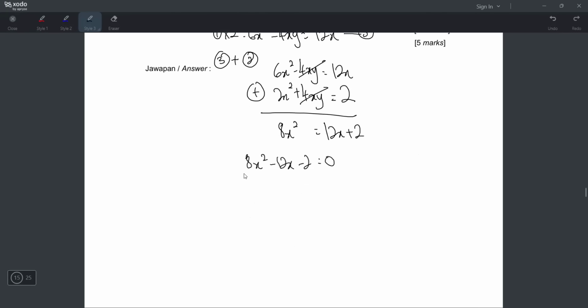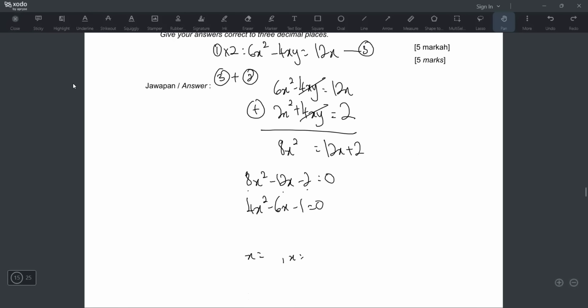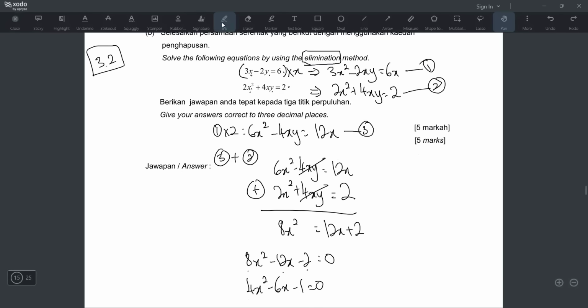But before you press calculator factorize tu, you simplify dulu. Semua nombor ni boleh bagi 2. So bagi 2 4x square, bagi 2 6x, bagi 2 1. And then tekan calculator. And hopefully kita dapat jawapan yang cantik lah. Jawapan cantik means jawapan yang boleh tukar fraction. But wait. Dia dah kata give your answer correct to 3 decimal place.